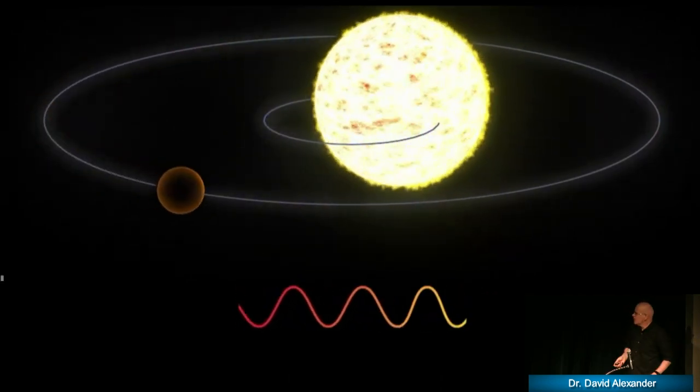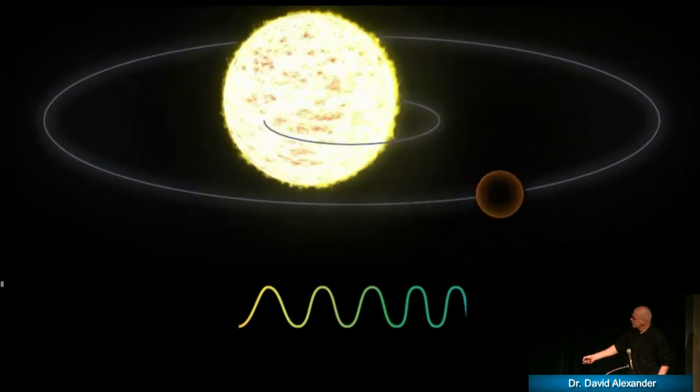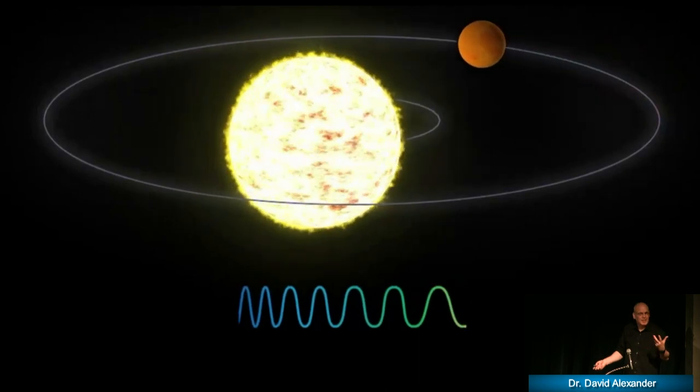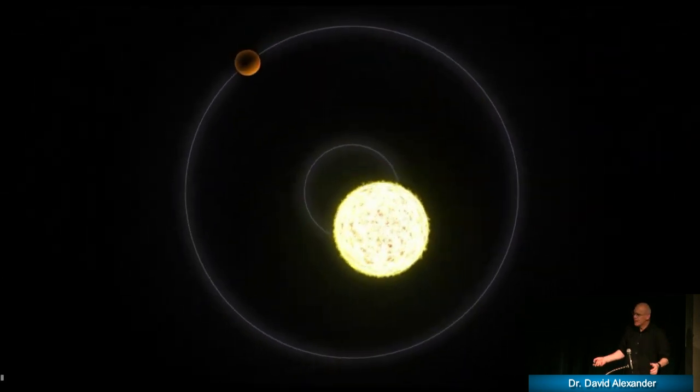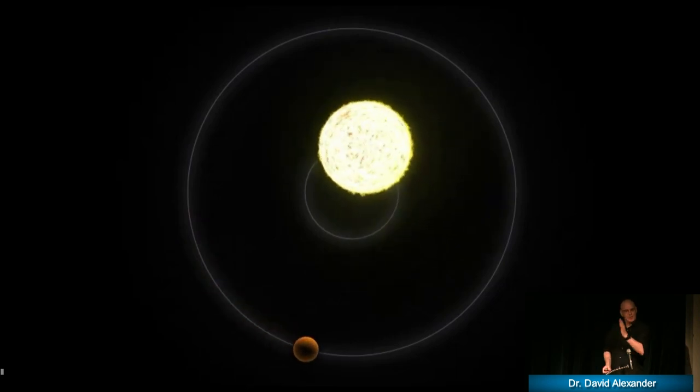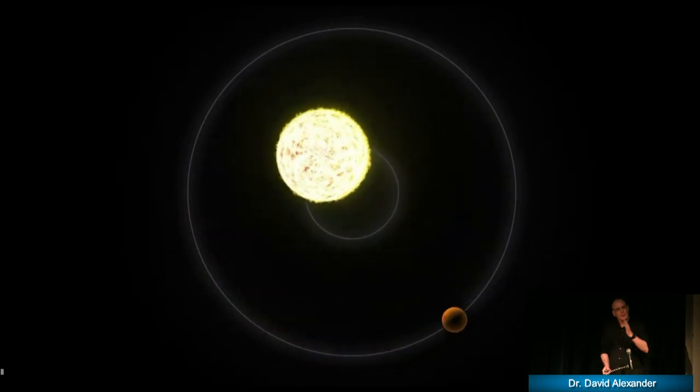Red makes it longer. So what you can do is, if you know the color you're looking at, say a neon line, like a neon lamp, the wavelength moves first to the red, then to the blue, then to the red, then to the blue.